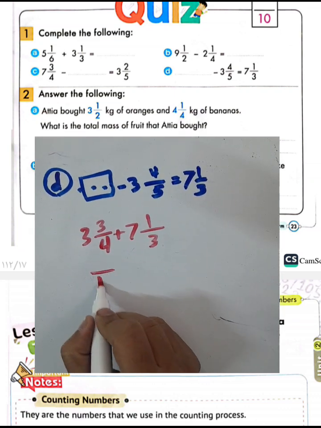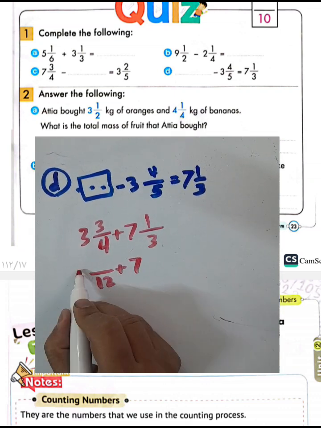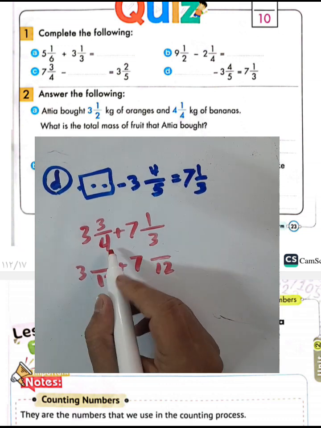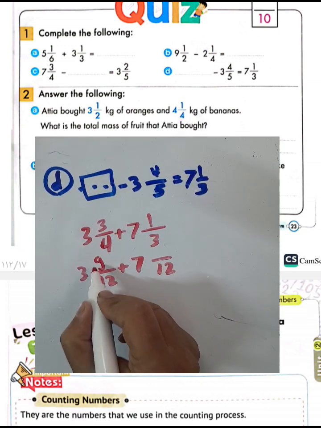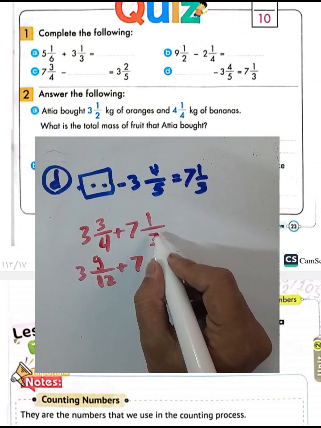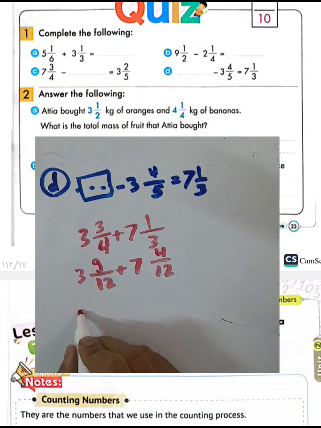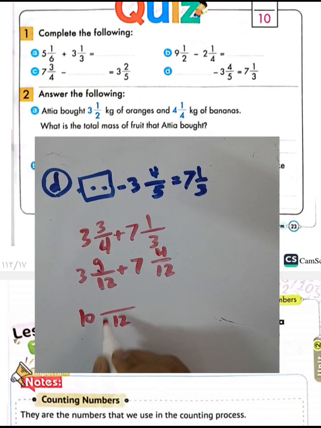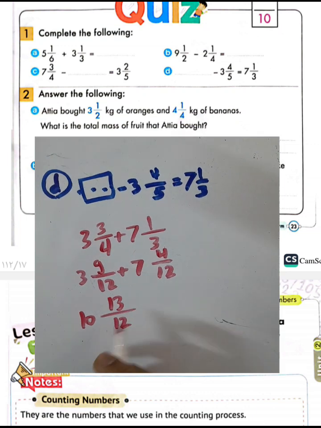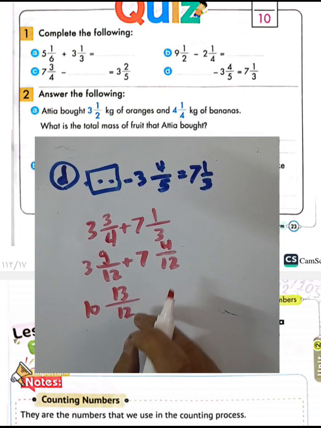Write 12 in the denominator. 3 times 4 equals 12 and 3 times 3 equals 9. 3 times 4 equals 12. 1 times 4 will be 4. 7 plus 3 will be 10. And write 12 here. 9 plus 4 will be 13. 13 over 12, we can convert this number here.